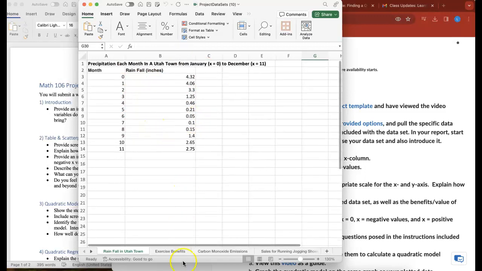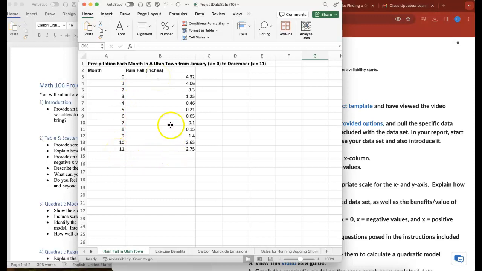So I just want to talk about what these data sets actually mean for a second, because if you have the correct idea of what you're doing, that will help. So this data set says that in month number 0, there were 4 inches of rain. Now, what does that actually mean? This tells me at the top that January is month 0. So in January, in this city in Utah, be nice if they told us which town, there were 4 inches of rain. And then 11 means December.